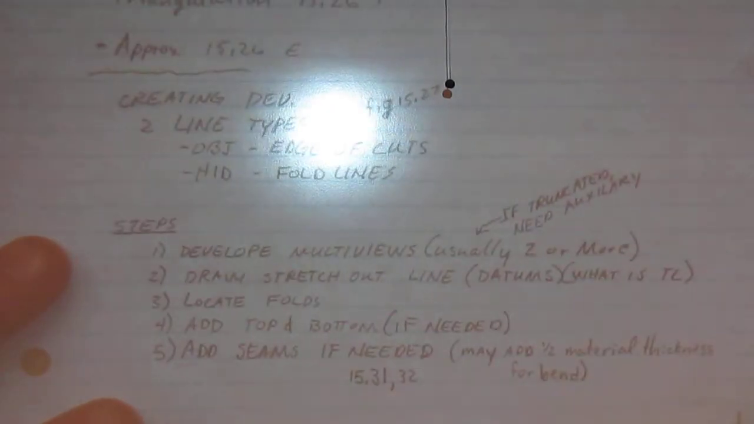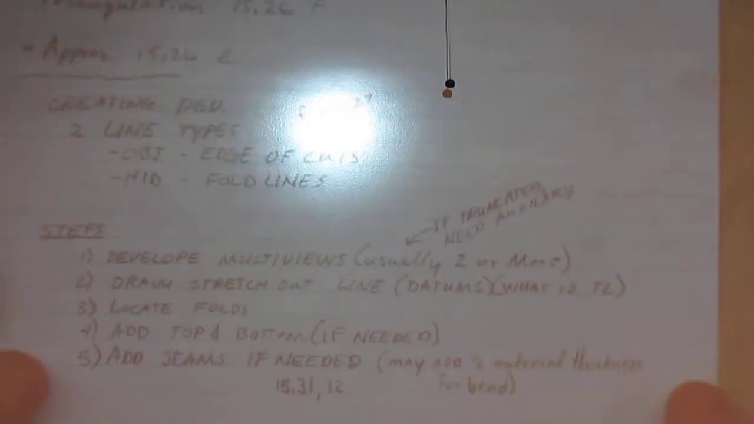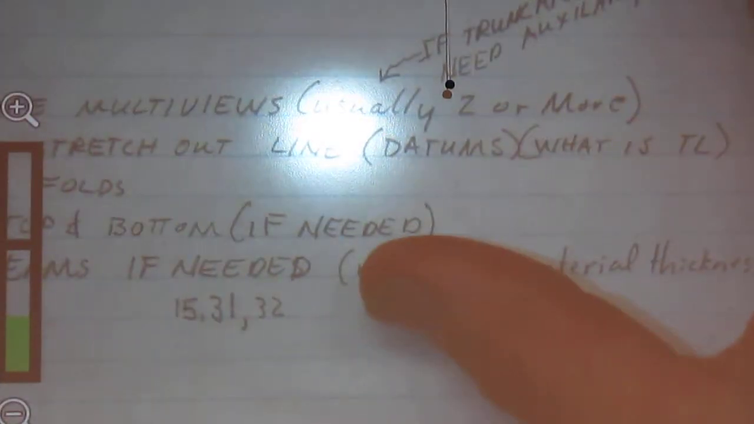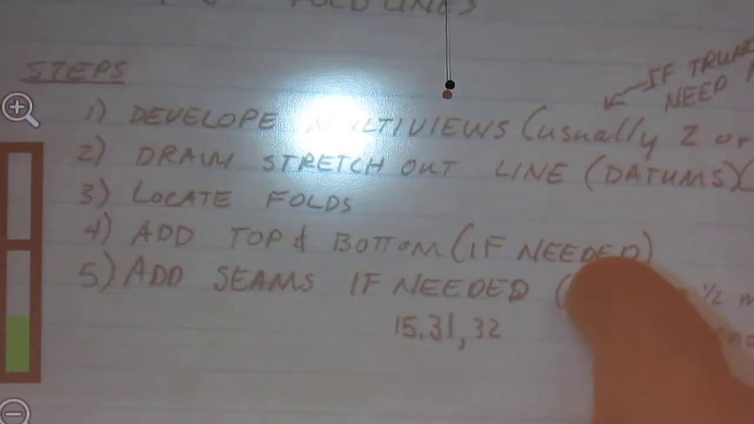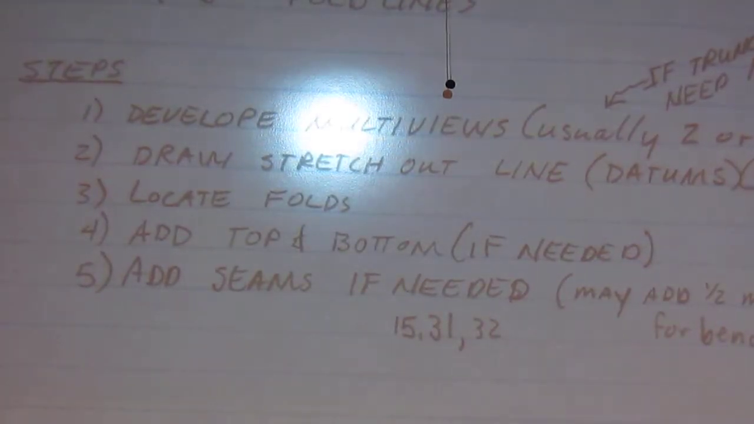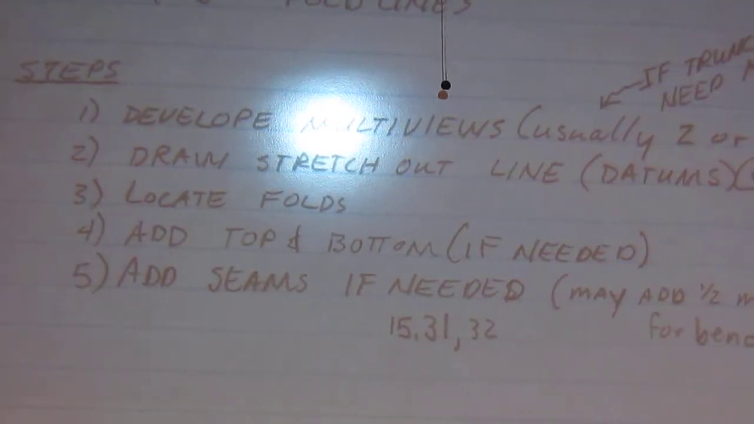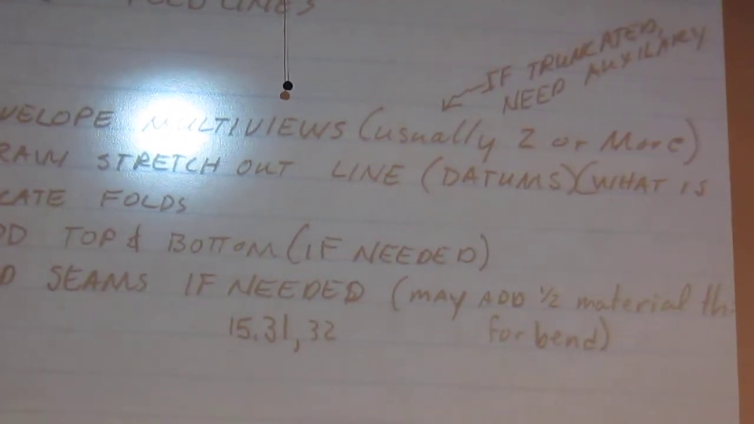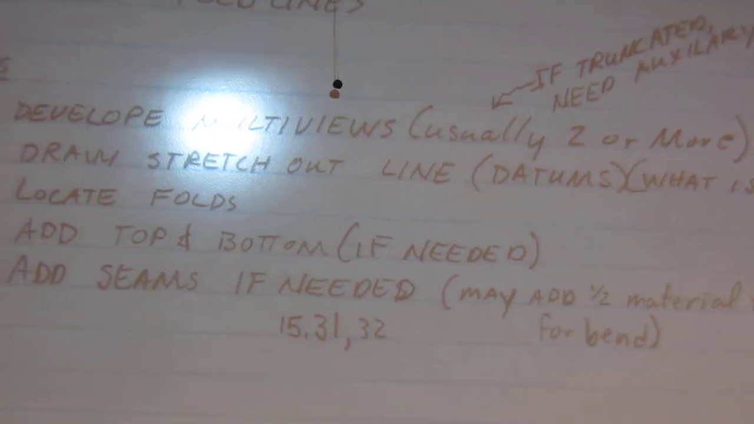When you do these, I kind of wrote down the steps here for you. When you do them, here's basically what you're going to do. First, develop your multi-views of your object. This will usually be at least a 2-view drawing. Depending on the complexity of the object, you may have to do more.